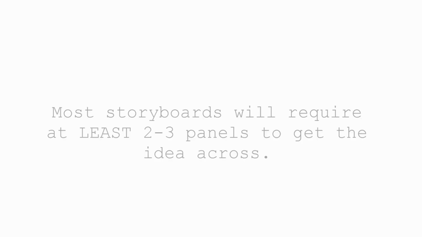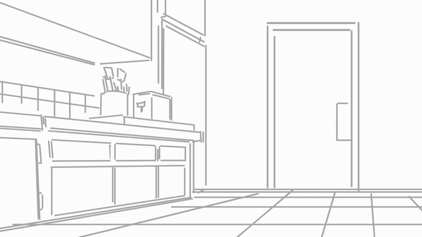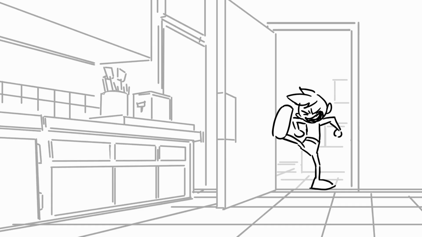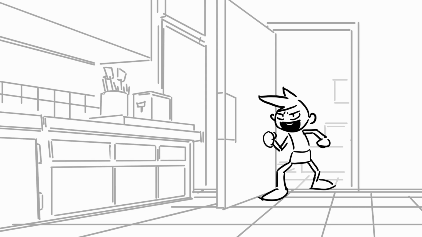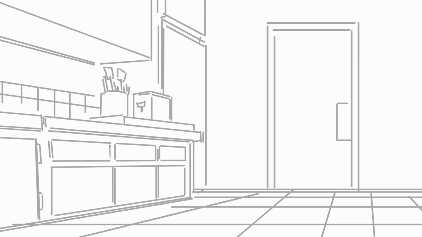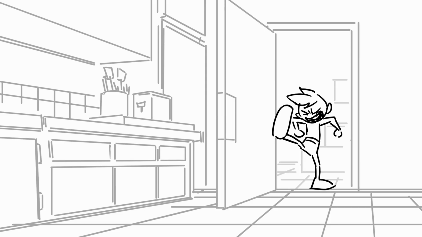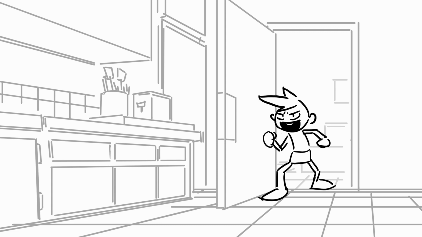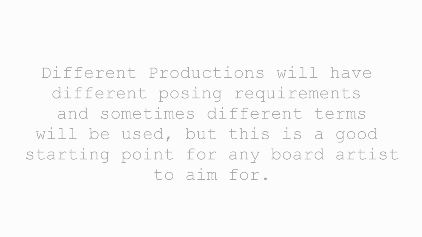Most storyboards will require at least 2 to 3 panels a scene to get an idea across. The setup, the action, and the payoff. This can also be called the start pose, the action pose, and the settle pose. Terms will vary, but the idea remains the same. Different productions will have different requirements, but this is a good starting point for any board artist to aim for.